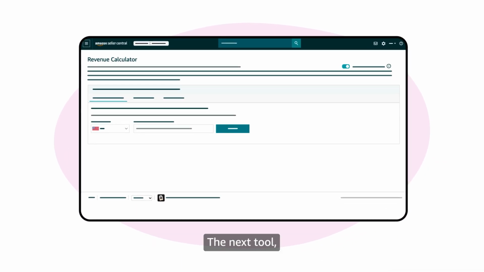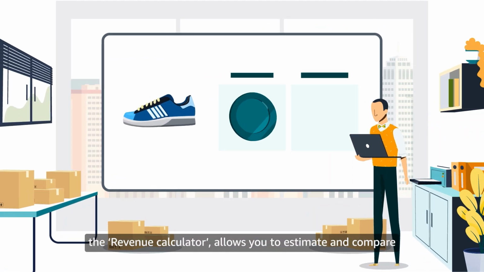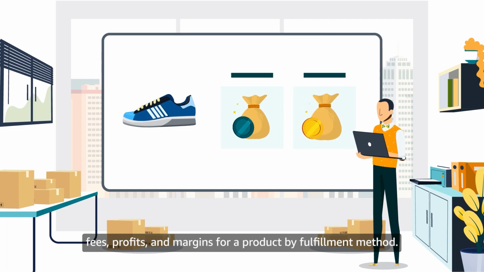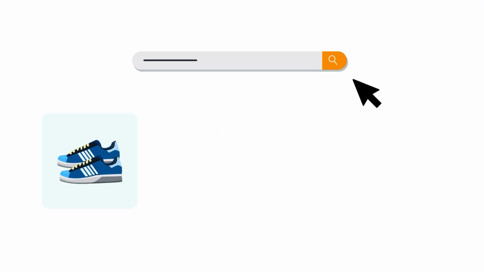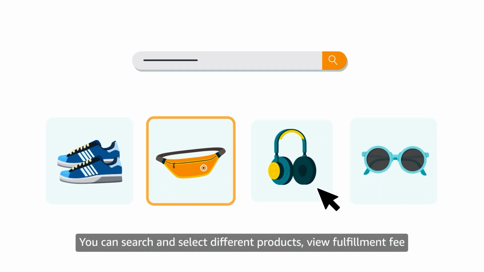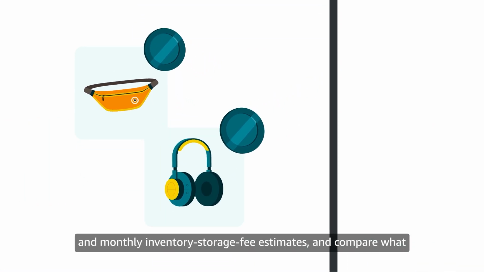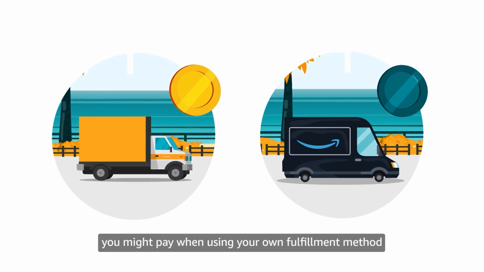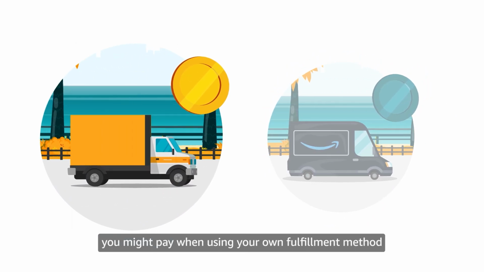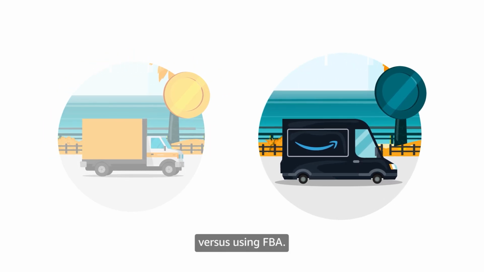The next tool, the Revenue Calculator, allows you to estimate and compare fees, profits, and margins for a product by fulfillment method. You can search and select different products, view fulfillment fee and monthly inventory storage fee estimates, and compare what you might pay when using your own fulfillment method versus using FBA.